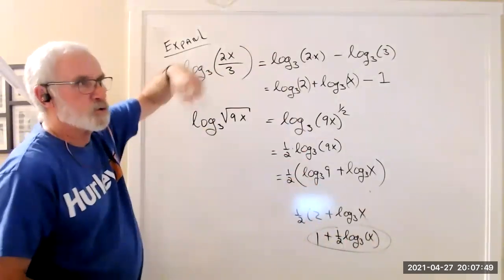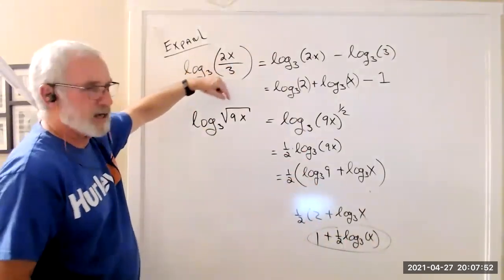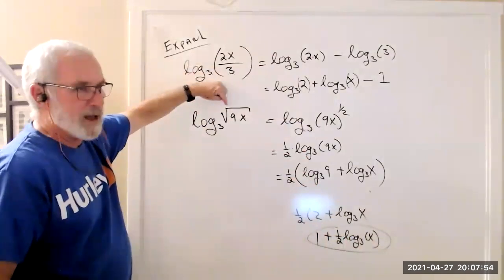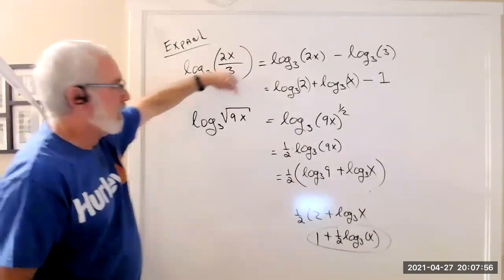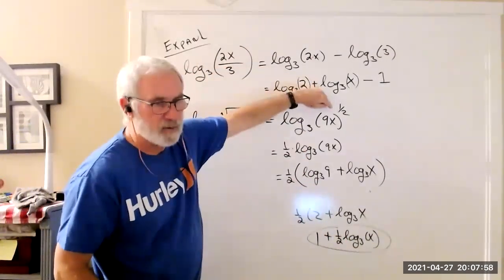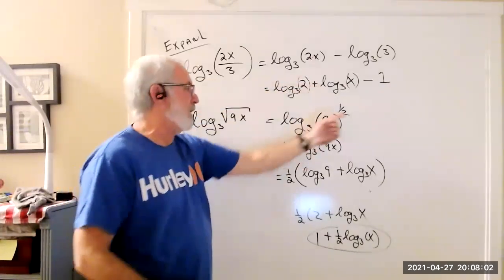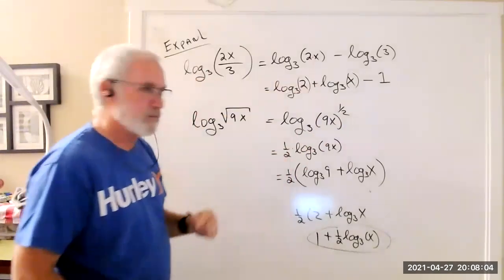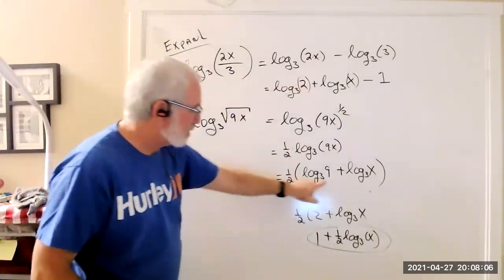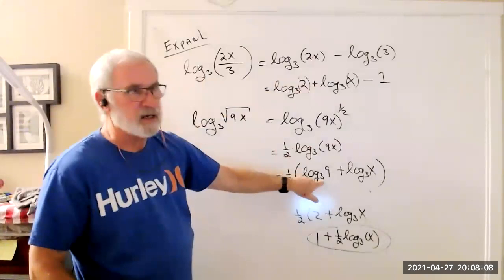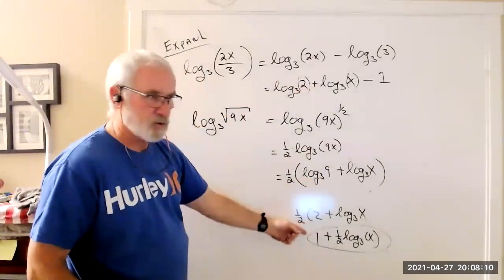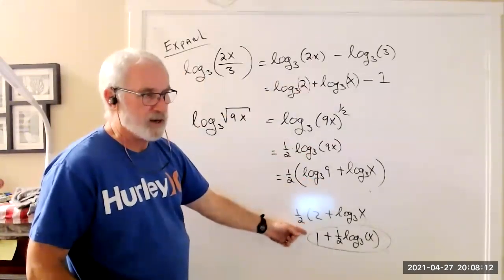There are 2 keys or 2 tricks in this problem, which make it a kind of good one. The radical can be written as the half power. Remember, the square root is the half power. So now we can apply the power rule for logarithms. And then this log base 3 of 9 simplifies into a 2. And I'm going to show you how to do that right now.